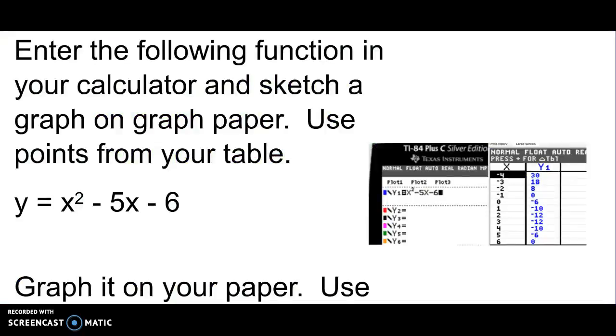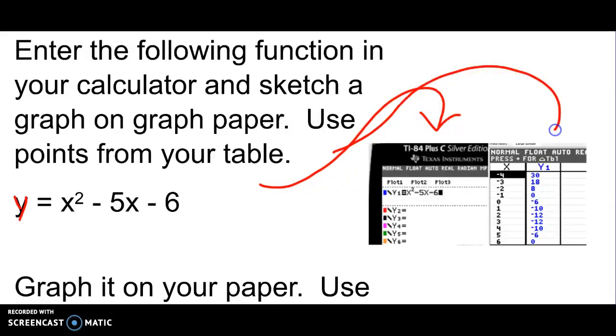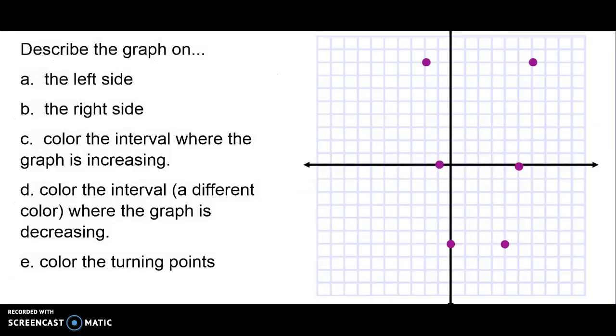So right now I want you to enter this function into your calculator. It's just going to be y equals x squared minus 5x minus 6. Put it right in your calculator, then go to your table, and then graph it on the graph paper that I gave you. Now hit pause if you haven't finished, but describe the graph.